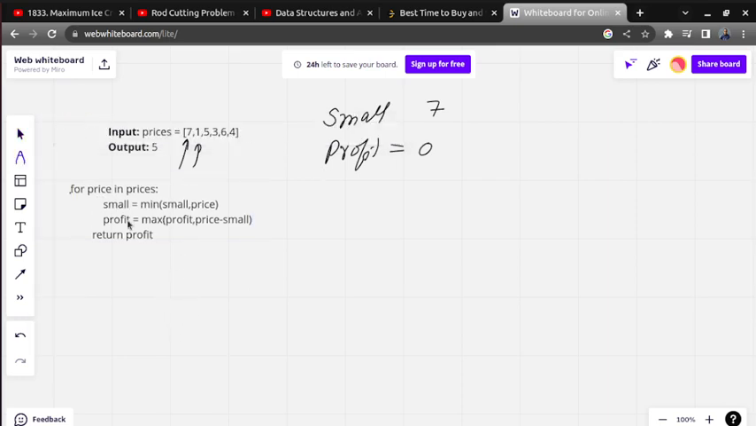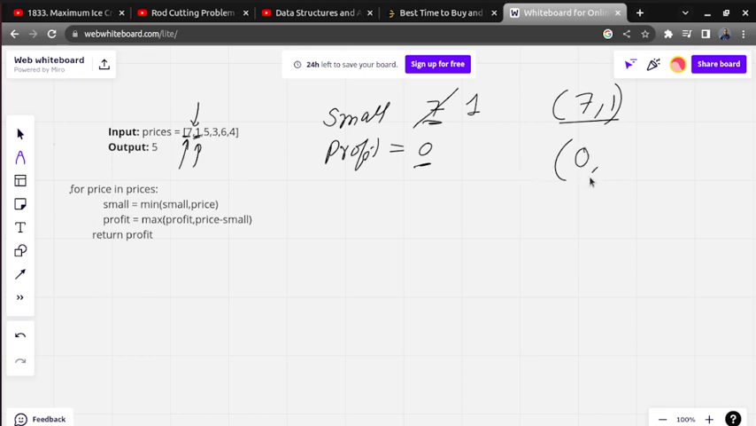First of all, we are on 7, so the small value is 7 and profit is 0, because the initial value of profit is 0. Again we will come to the second element, which is 1. So in small, we need to compare 7 and 1, so the small value will be updated to 1. Now at this position we will calculate the profit.